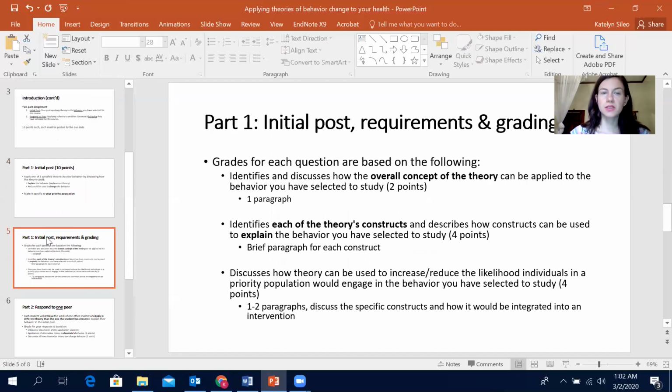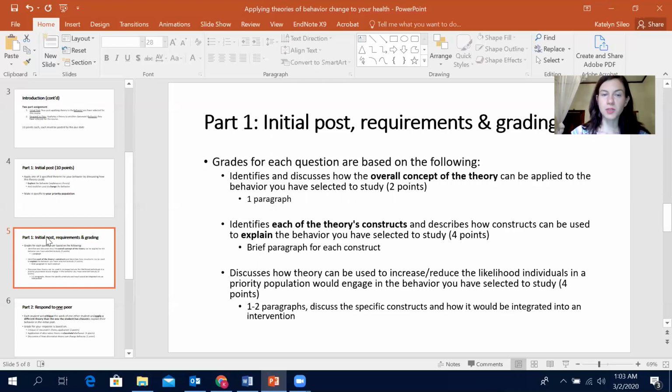So for the initial post, there's a rubric, a bulleted list of how the points are assigned, within the syllabus. They're outlined in this slide as well. Basically, you should first write about one paragraph that identifies and discusses the overall concept of the theory that you've chosen, and how that can be applied to the behavior you've selected for your priority population. So basically describe the theory overall, like, how is it used? What are its overall constructs? And how can it be applied?